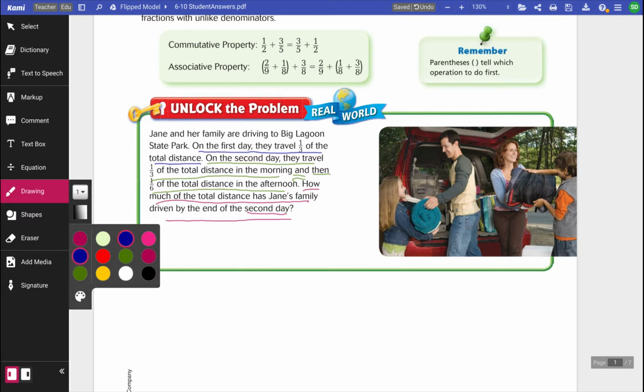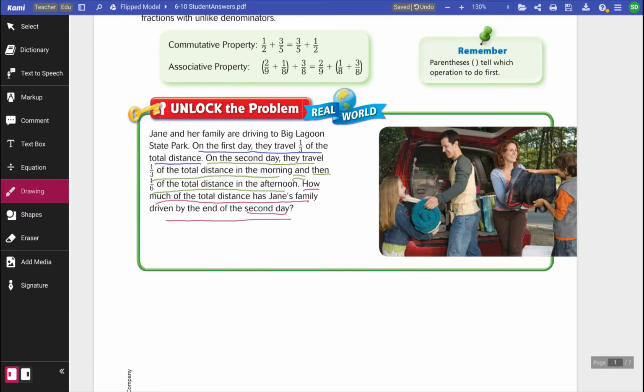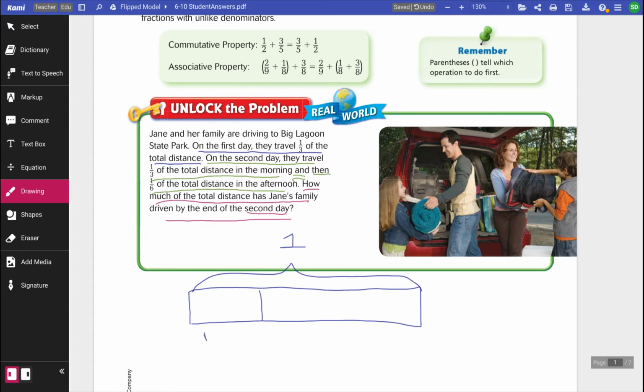So I'm going to do a quick drawing. You know I love my drawings to show that. So this represents the total distance, which we don't know how far. We'll call that 1/2. So on day one, 1/3 of the total distance was driven.